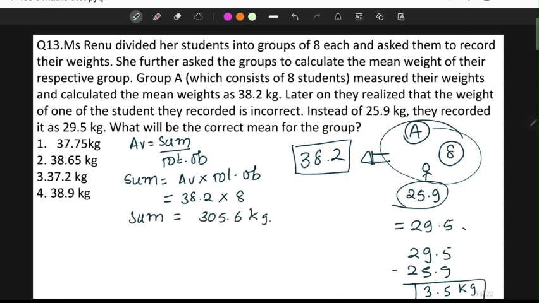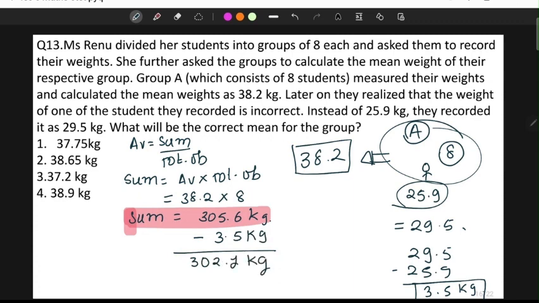But this was the summation with an error of how much? The error was of 3.5 kg. So I'll simply subtract 3.5 kg from this summation. I'll get the original summation of all 8 students, which is equal to 302.1 kg. Now we'll calculate the average.